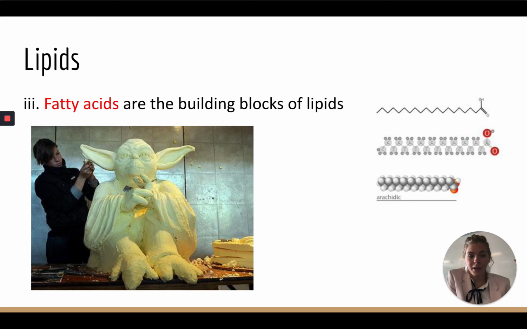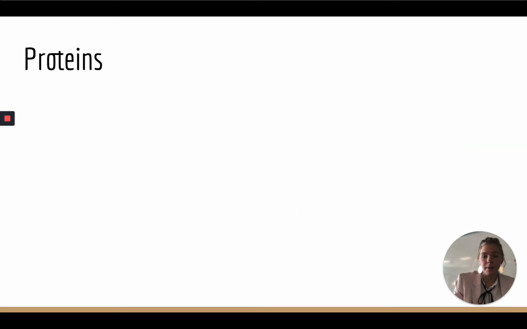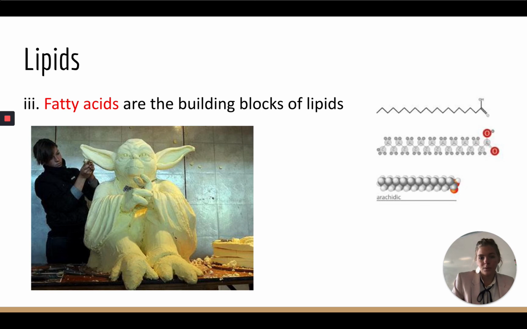So, the monomer of a lipid is a fatty acid. A fatty acid is just a chain of fats. A fatty acid makes up a lipid. So those are the monomers of lipids. They're fatty acids.